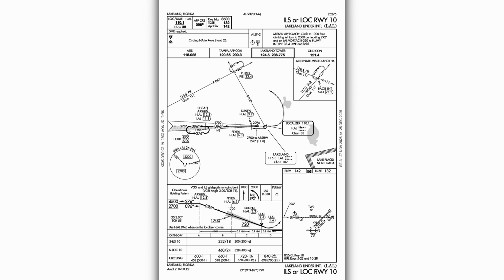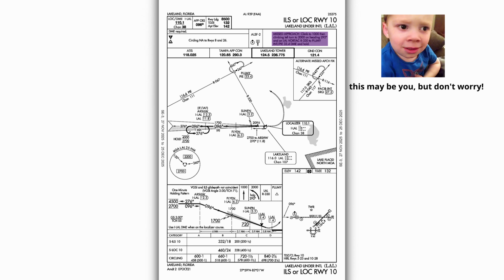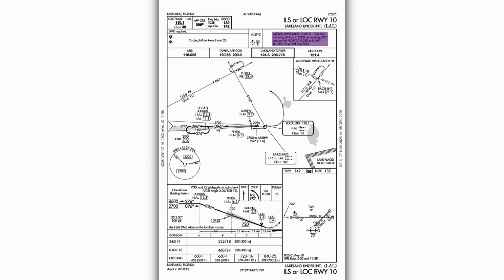Now let's look at the top right real quick. The missed approach procedure is directly given to us in textual form in the event that we cannot continue this approach and must go missed. Now, if you have never looked at an approach plate before, you might be a little confused by what this means, but don't worry, we'll go over it and we'll go over the entire plate just so we understand what a missed approach procedure is.